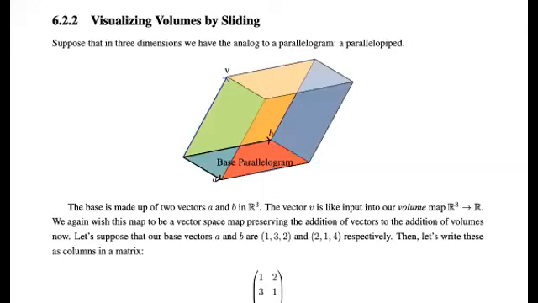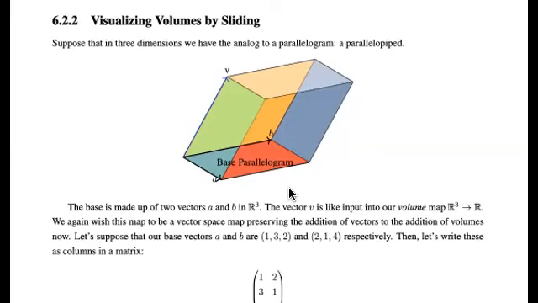This is subsection 6.2.2. So now we're going to be visualizing volumes by sliding. If we have a 3 by 3 matrix, the determinant can be thought of as an oriented volume, either positive or negative volume. Kind of the idea is instead of having a base vector, we have a base parallelogram, and then we have one vector coming off of it. Now, if the vector is above it in some way, depending on our orientation, how we're looking at the parallelogram, if there's an above and a below, if we're above it, then we consider this to be a positive volume. If the vector goes below it, then we consider it to be a negative volume.